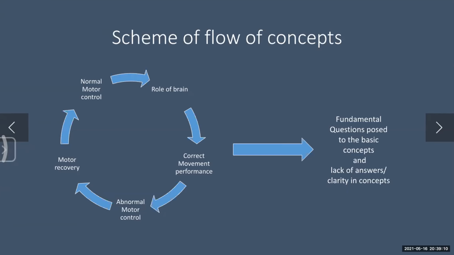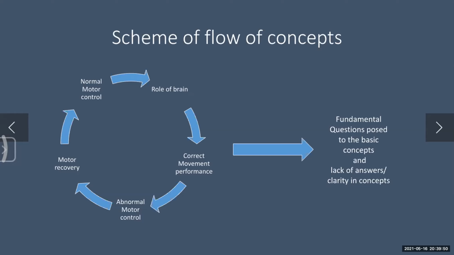Next, we will look into what is the specific role of the brain in controlling the movements. Third, we will look into how a correct movement performance comes, because once a movement is initiated, it needs to keep going. So the ongoing movement, how it is being corrected. And next, we will look into what is the abnormal motor control which is happening. Within that model, how did they conceptualize abnormal motor control? And finally, how do we understand motor recovery within that particular model?